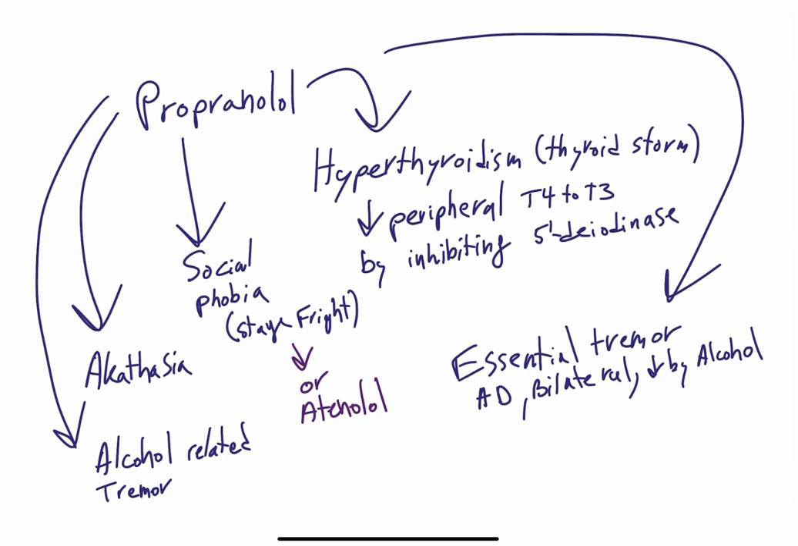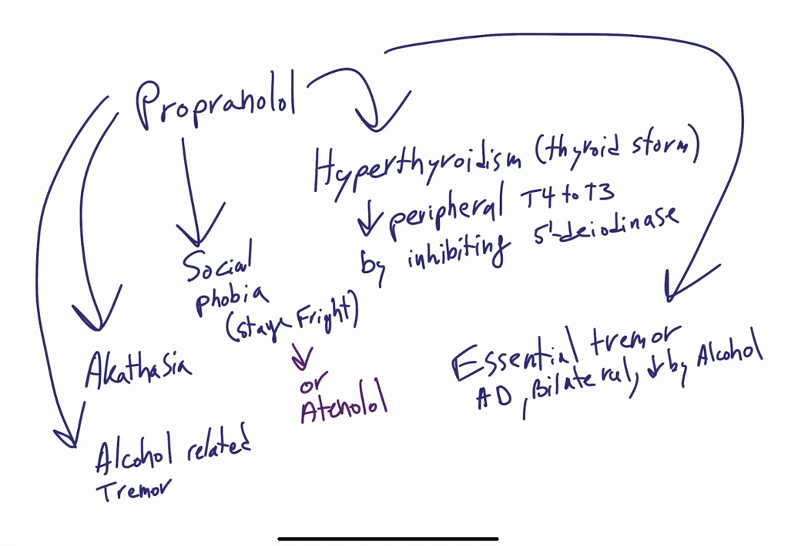5-deiodinase. Propranolol can also be used for akathisia. This is restlessness from antipsychotics. Propranolol can also be used for essential tremor, autosomal dominant, bilateral tremor. You'll see that alcohol reduces this tremor, and propranolol can be used for long-term treatment. You can also use propranolol for alcohol-related tremor.